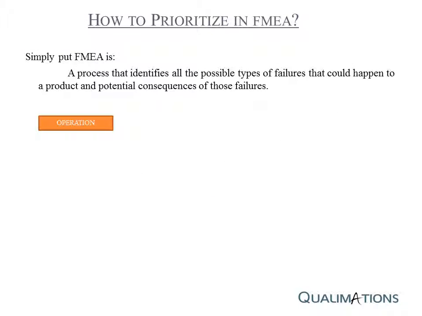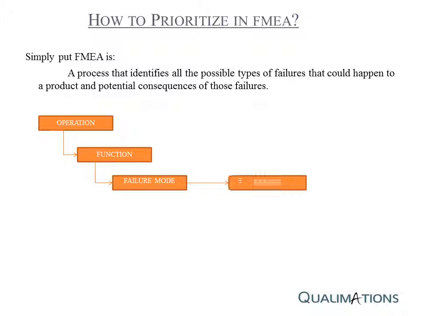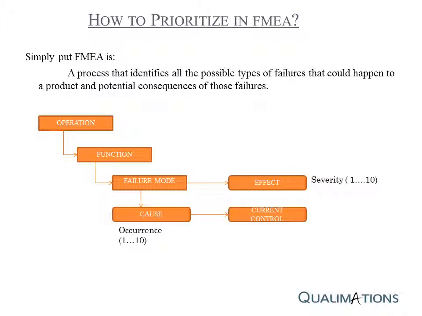RPN, or risk priority number, is a measure of risk and is derived by combining the impact of effect, the frequency of occurrence and the ability to detect. It is a product of all these rating scales. Sorting the failure mode and the cause using this RPN scale is important for focusing the resources and satisfying the customer.